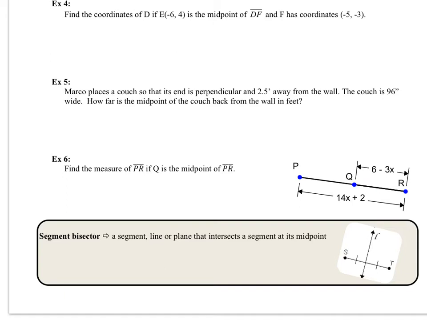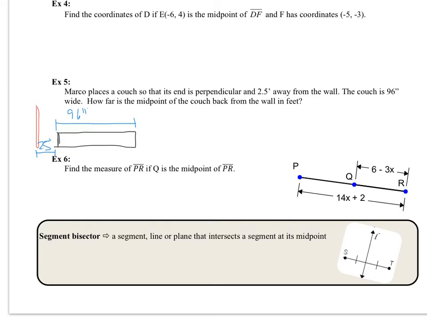Now, an easy way to do a problem like this is to create a diagram. So first off, we're going to build a wall. So there's our wall. And we are going to say that there's a couch where the end of it is 2.5 feet away and it's 96 inches long. So the distance from the wall to the couch is 2.5 feet, and the length of the couch is 96 inches. One tick mark means feet, two tick marks or apostrophes means inches.